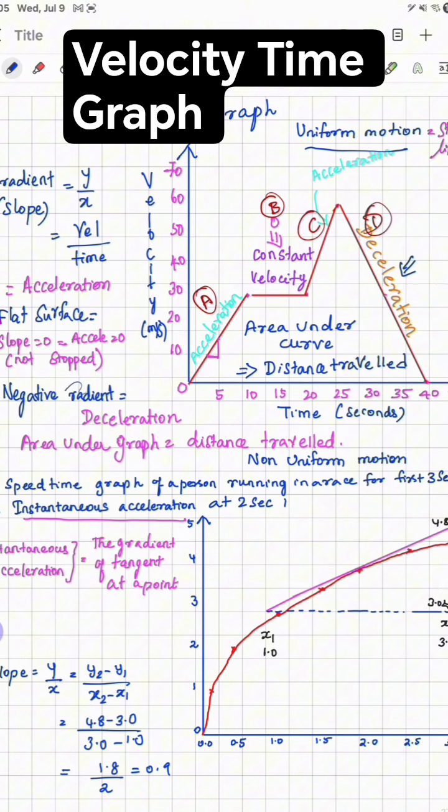Negative gradient means it is deceleration, because when you are finding the slope, it will be this way. I am simply drawing to show. This is your y by x value. It will give a negative answer. So that is a deceleration. And the fifth point you have to remember: the area under the velocity-time graph will give you the distance traveled. These are the points you have to remember.